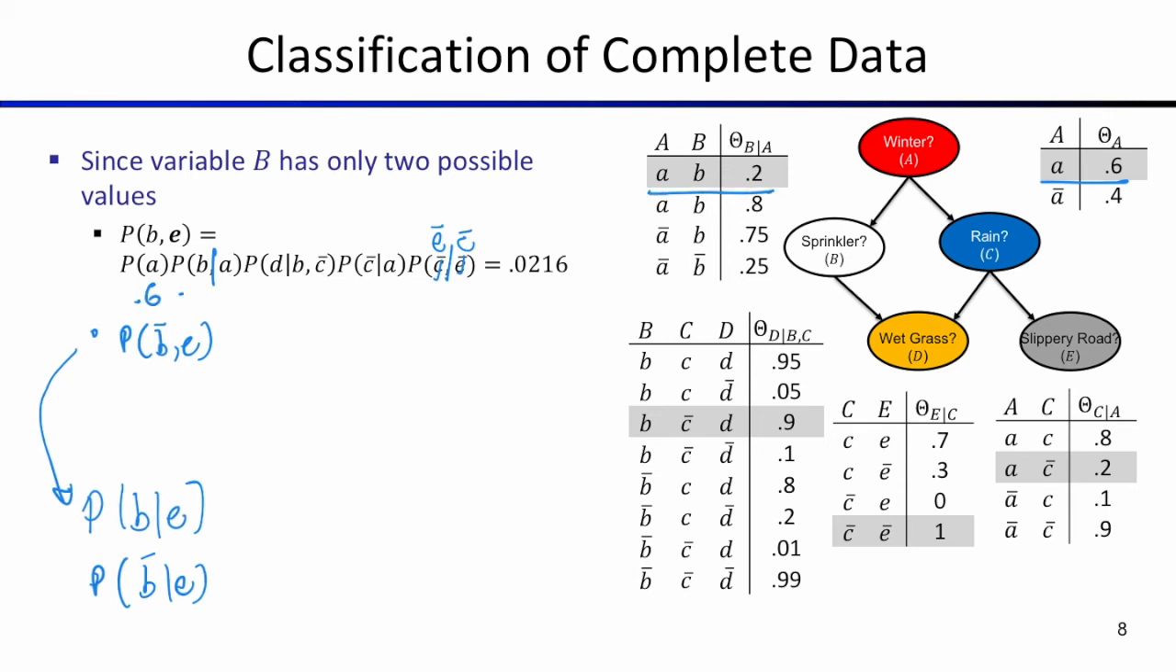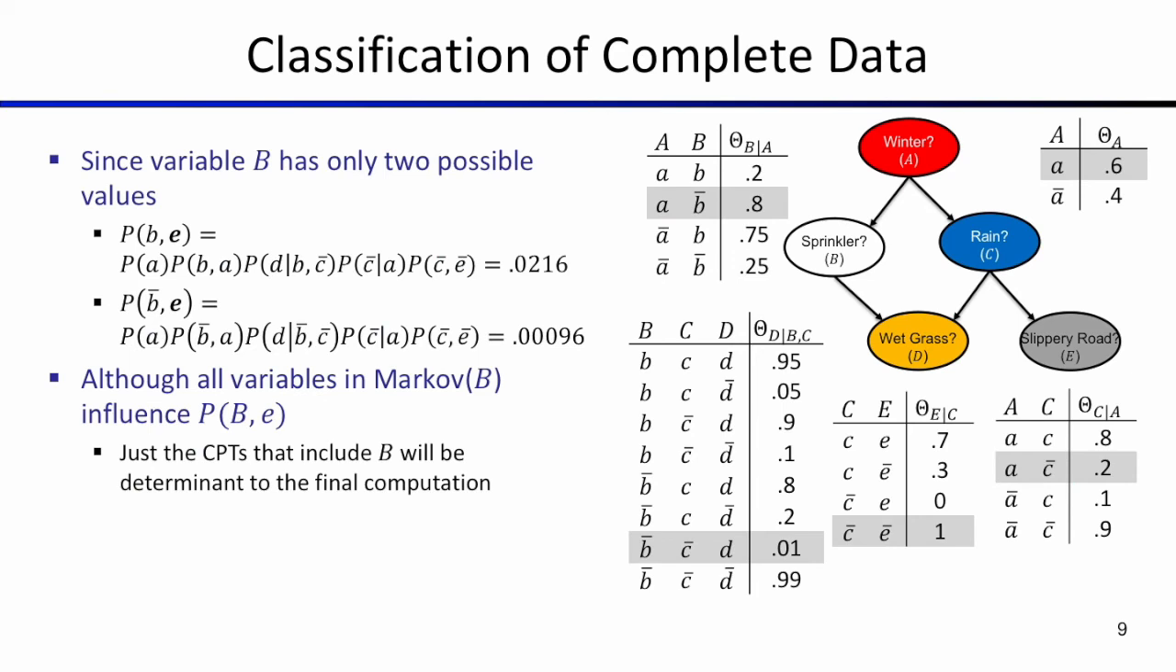The probability of B given A is going to be from here, so times 0.2, times the probability of D given B and not C, which comes from here. It is 0.9, times the probability of not C given A. It comes from here, 0.2, times the probability of not E given not C, which comes from here. It's going to be 1. So the result is going to be 0.0216. And we can do now the same calculation for not B and E. Let's do that in the next slide.